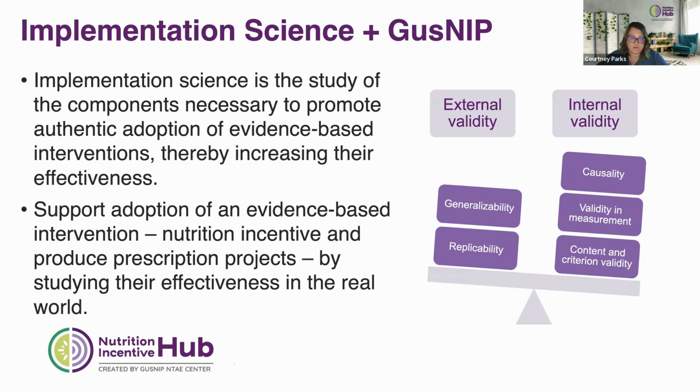So in the case of GusNIP, we're evaluating the impact of evidence-based interventions, i.e. nutrition incentive and produce prescription projects. And when considering implementation science, I like to take a broader view of research that doesn't only prioritize internal validity, like much of traditional research, but balances this with external validity and how these findings can be generalized to various populations and settings.